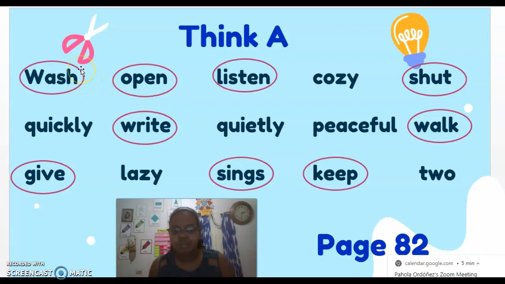For example, here we have wash. Wash is an action, it is a verb. Give, to give another person something. To give my pen to another, that's an action. Open the door, it's an action. Write, it's another verb. Listen, sings, keep, shoot, and walk. All those words are verbs. You can work with that in exercise Think A on page 82.